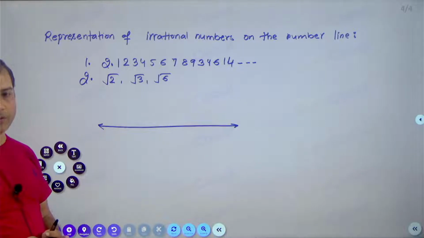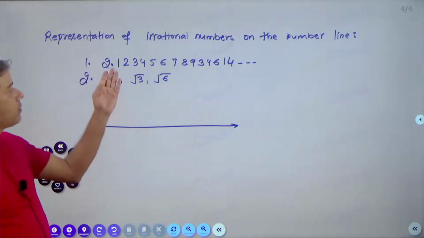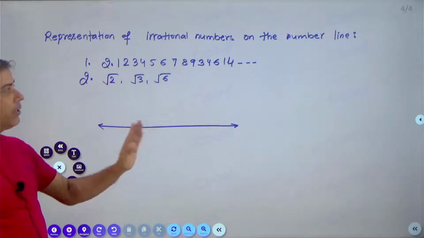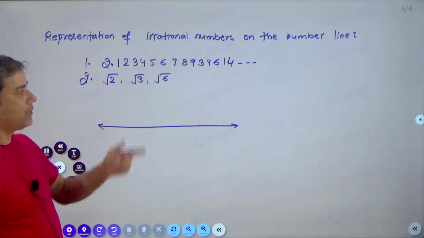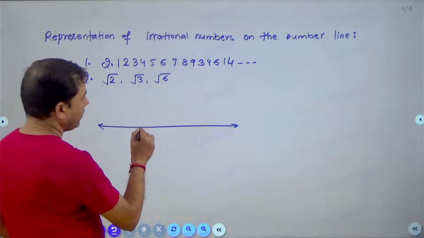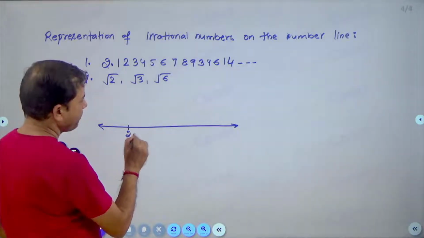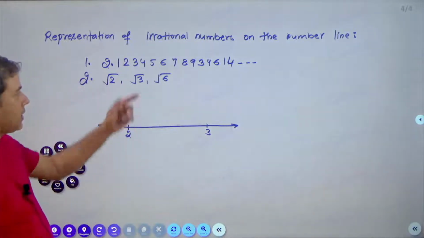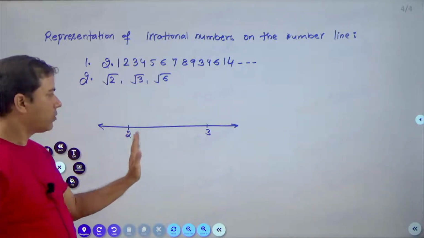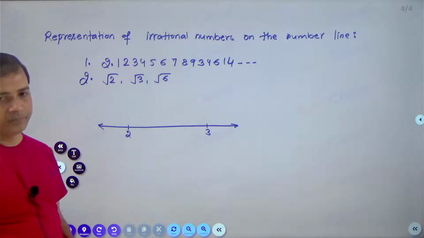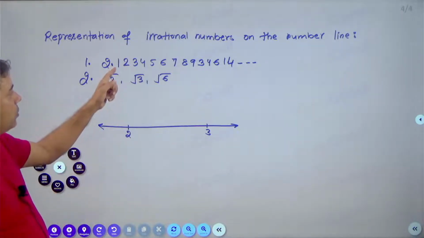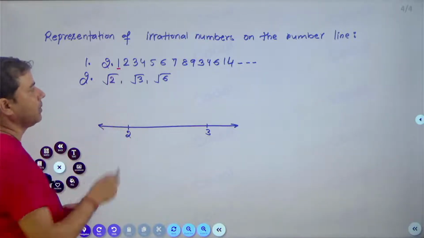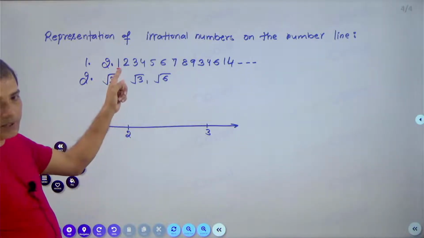2 and 3. It's more than 2. Yes. 2 and 3 are the integers between which this lies. So we write here 2, here 3. We are sure that this number lies between 2 and 3 on the number line. And we also know it is 2.1. Let us focus on the first digit after the decimal, that is 1.